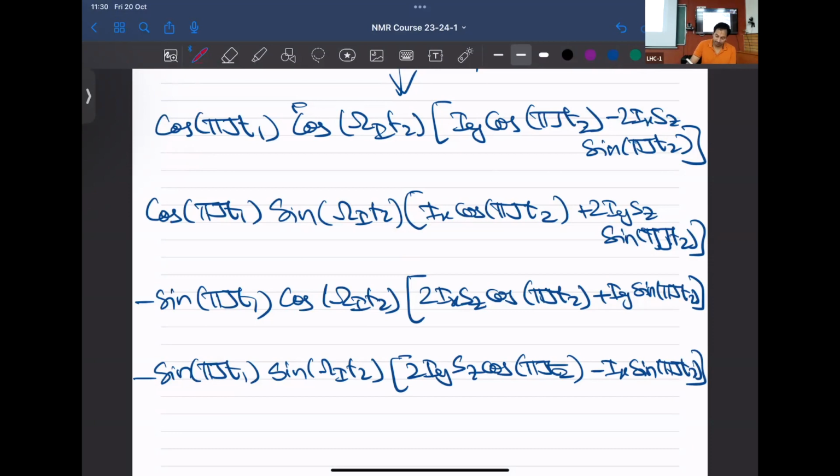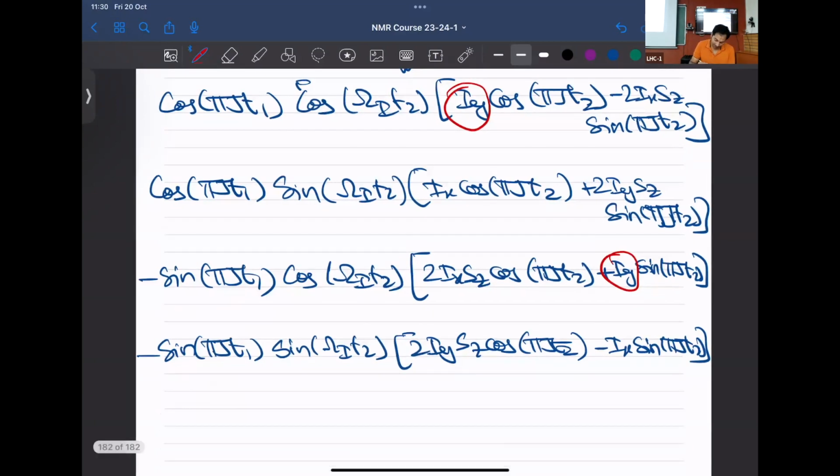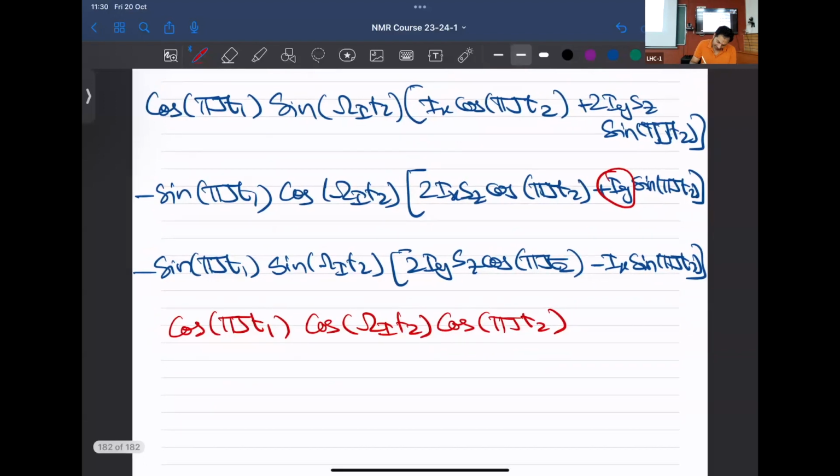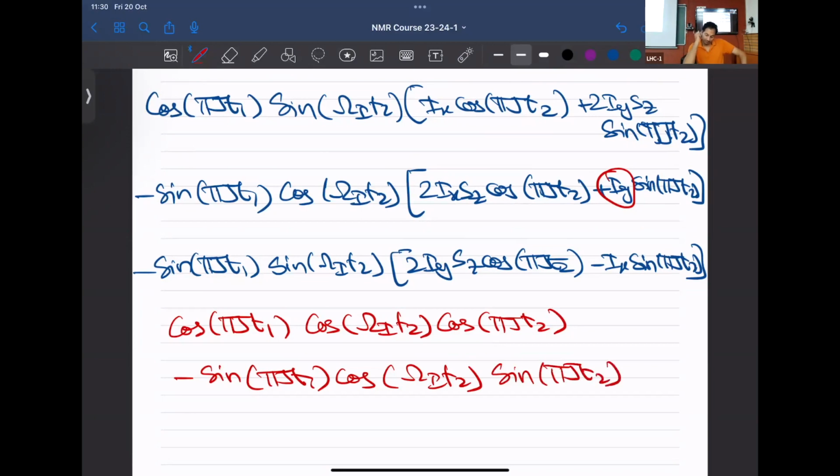The reason why I evolved everything is that let's say we keep our acquisition along the y-axis. Therefore, I'm only going to focus on these two terms. And what are those terms? Cos pi J t1 cos omega I t2 cos pi J t2. And then you also have minus sine pi J t1 cos omega I t2 and then sine pi J t2. Right? So this is what we have gotten. And these both are the Iy terms.